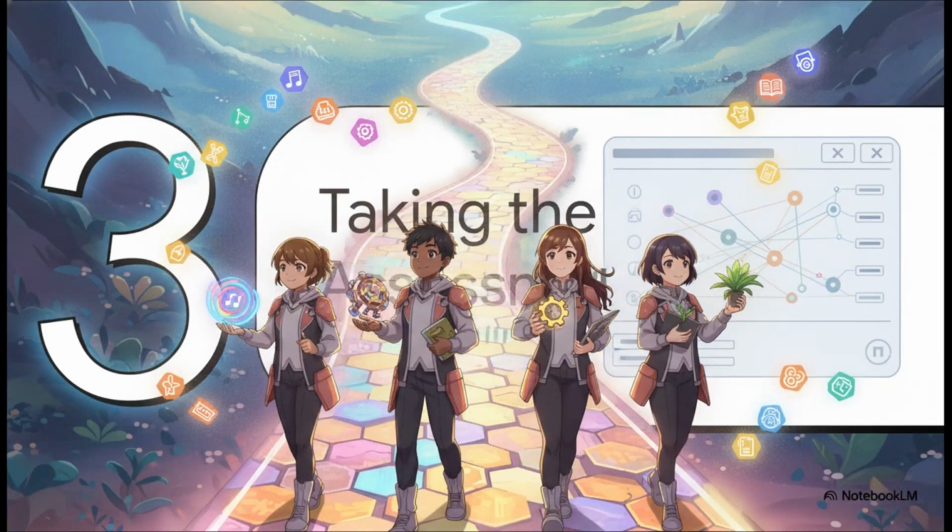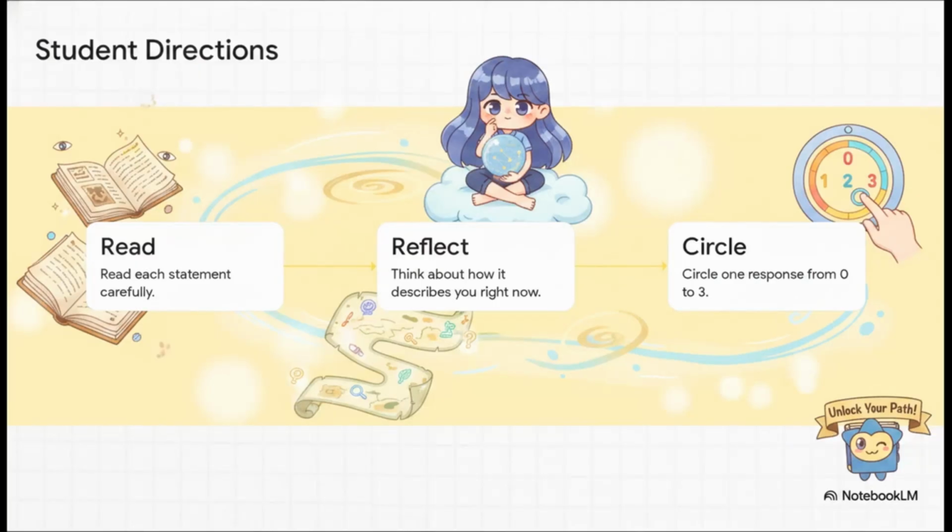All right, Section 3. Taking the assessment via the Path Signals Inventory. When you look at the student directions, you'll see they are incredibly approachable. We're framing this whole task as a self-reflective quest rather than some stressful test. Notice that emphasis on how well it describes you right now. That's huge because it reinforces that learning profiles aren't fixed forever. They evolve. Students just circle a response from 0 to 3. There are 0 wrong answers here. The guide explicitly tells them not to pick what a teacher or parent wants them to pick because honesty is the only key to unlocking their true path.